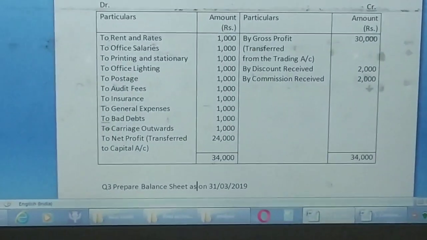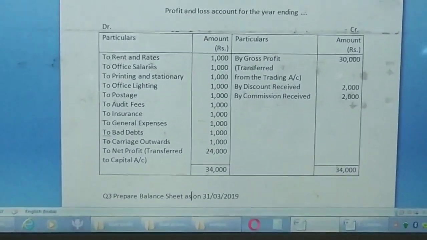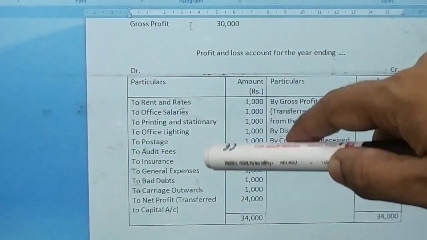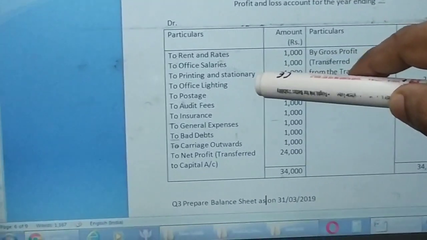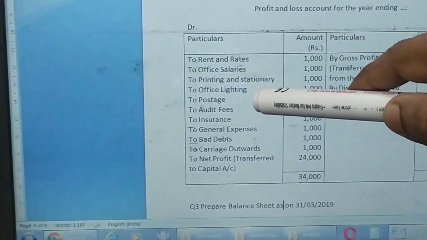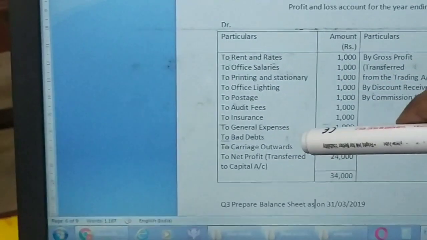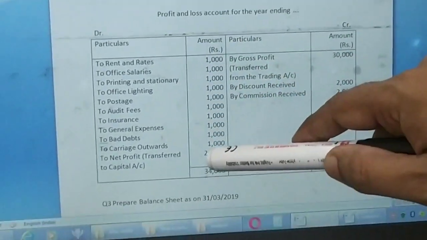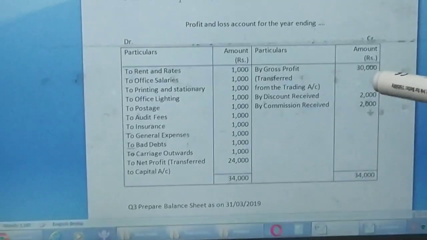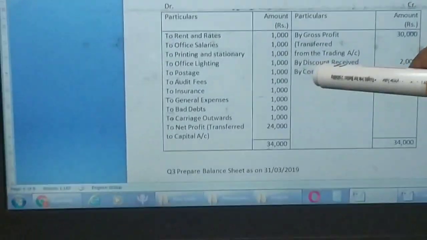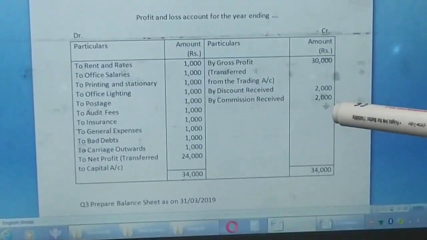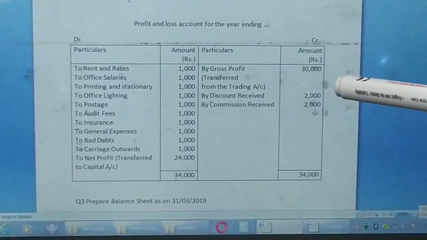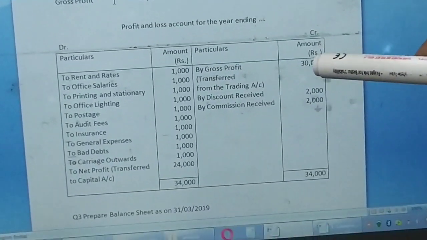See the solution of the sum. All the debit items we have recorded over here. To rent, to office salary, to printing and stationery, to office lighting, postage, audit fees, insurance, general expense, bad debts, carriage. We have recorded all. And gross profit also is recorded over here. We have got the discount received and commission received over here. Similarly, as we have done in the trading account, we are showing it over here also.